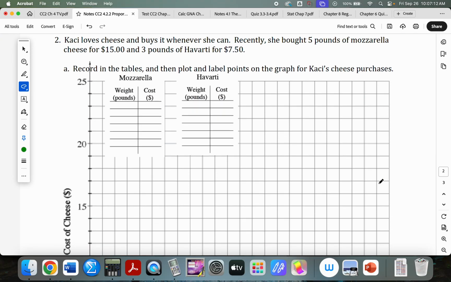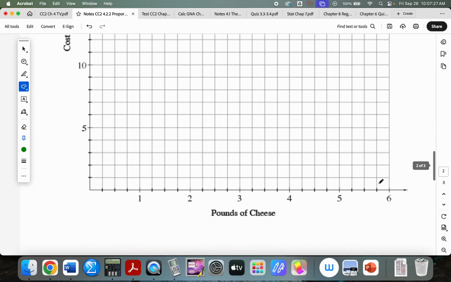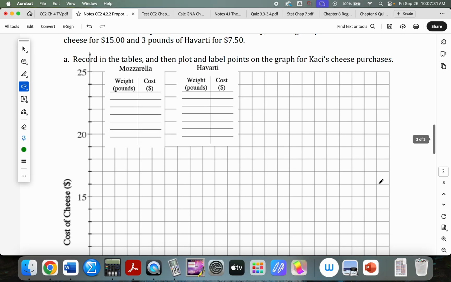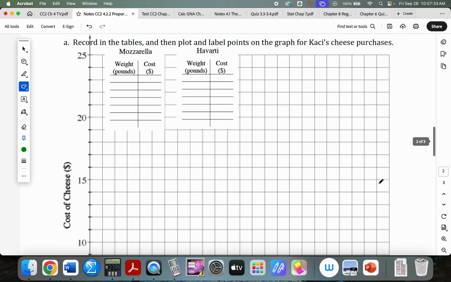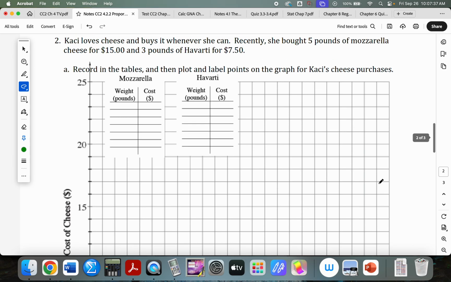Casey loves cheese. And buys it whenever she can. Recently, she bought 5 pounds of mozzarella cheese for $15 and 3 pounds of Havarti for $7.50. Okay. Record in the tables and then plot and label points on the graph for Casey's cheese purchases.